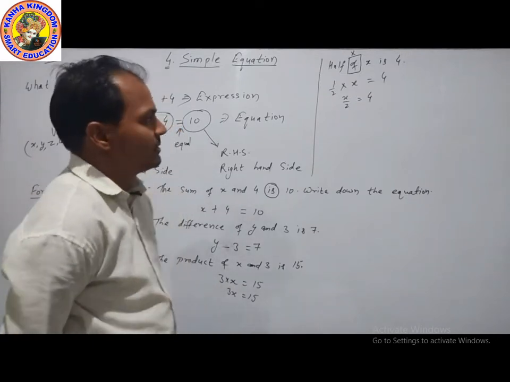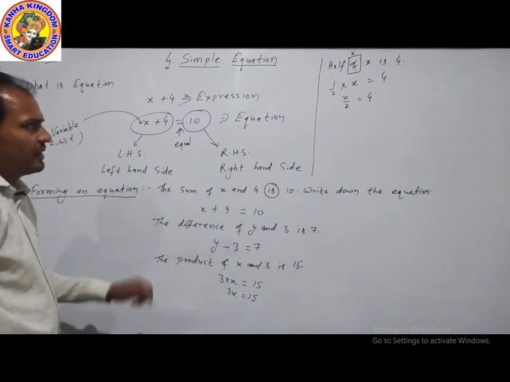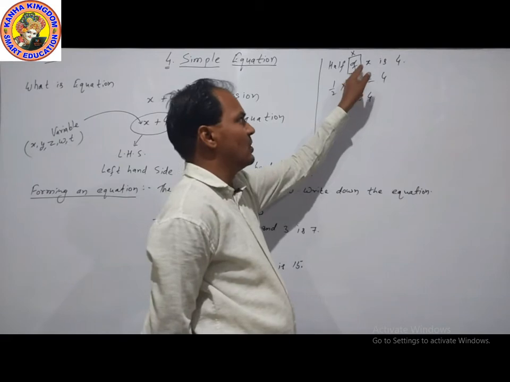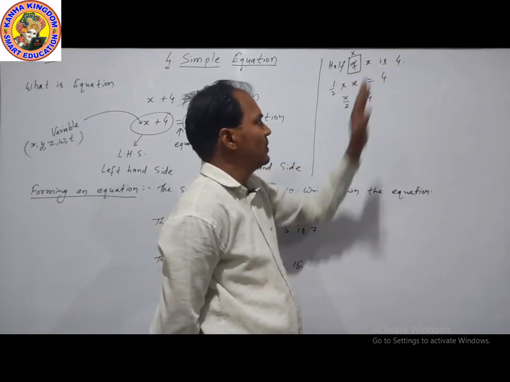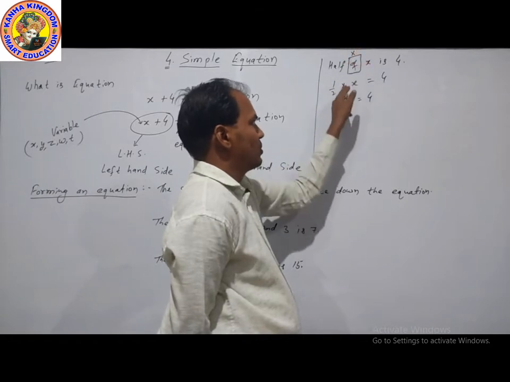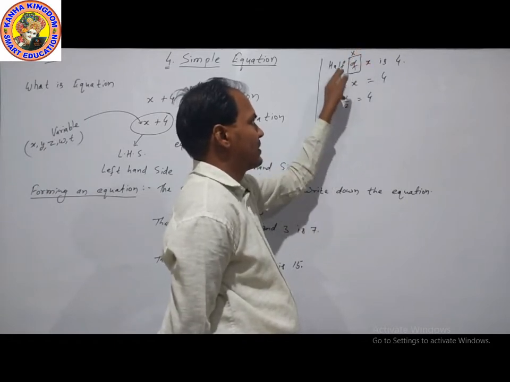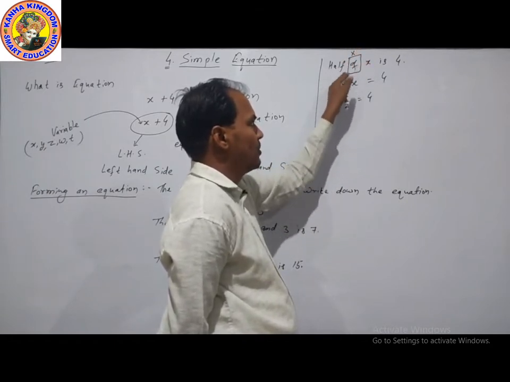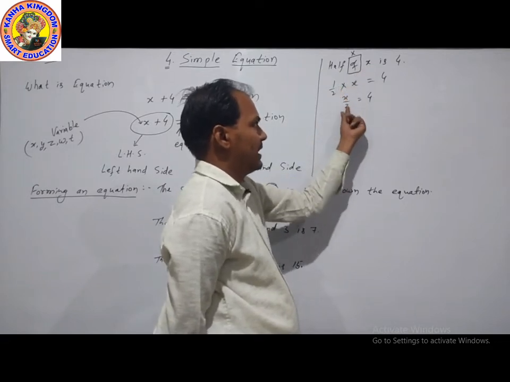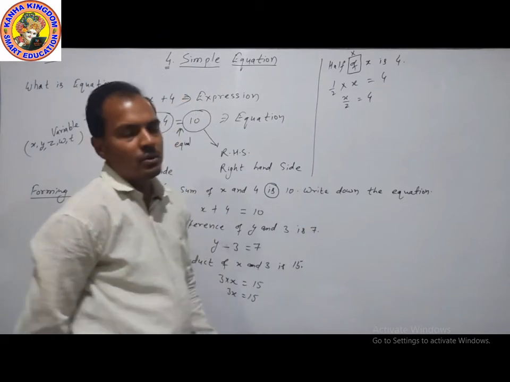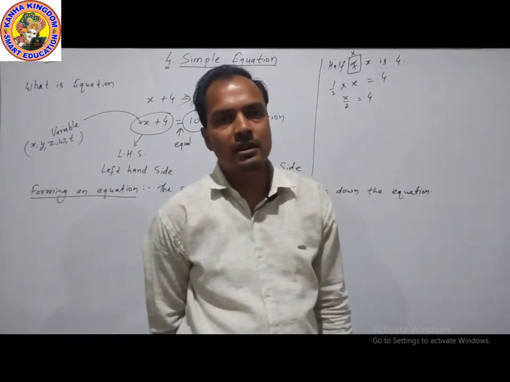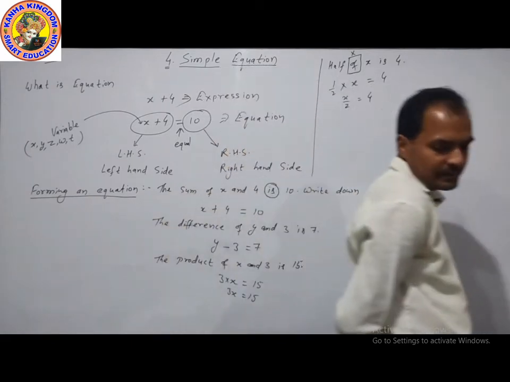Now next is the divide operation. For example, half of x is 4. Half of means multiplication, so we will use multiplication here. Half means 1 by 2, of means multiplication, and x here is x by 2. X by 2 is equal to 4. You can take a screenshot of this. We will move to our next topic.